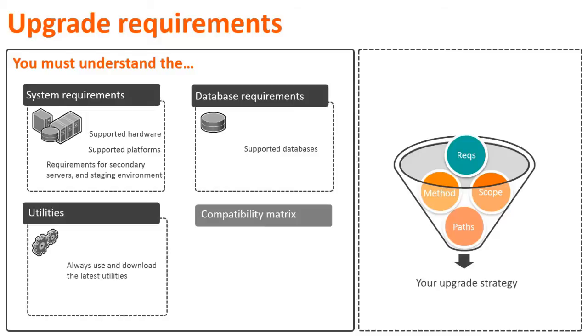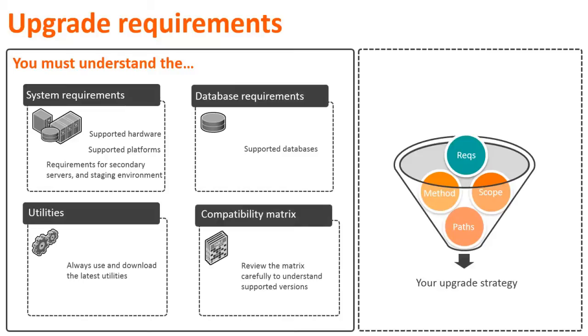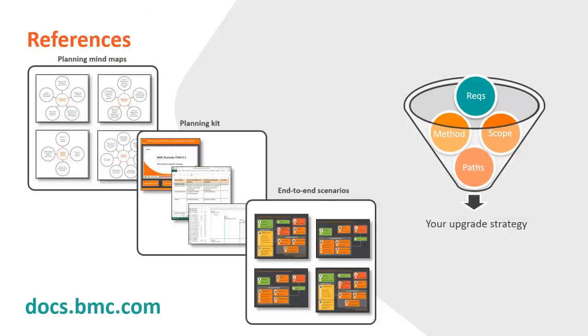You will need different utilities during the upgrade process. For example, BPCU for creating overlays and Migrator for Delta data migration. Despite the version you are on, you must always use the latest utilities. And finally, review the compatibility matrix carefully to avoid version conflicts. Additionally, the BMC Documentation Portal provides you references that you must use when preparing your upgrade strategy.